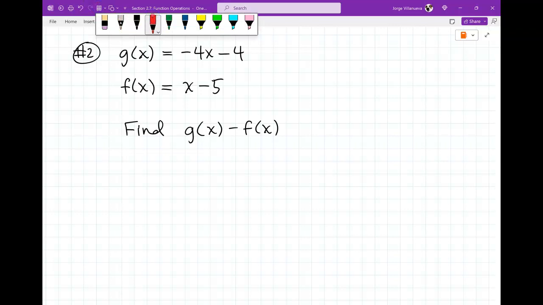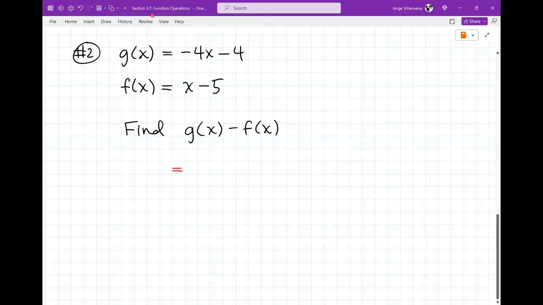And then I'm just going to go ahead and start. So g of x is negative 4x minus 4. So I'm going to put that in: negative 4x minus 4 minus, and then they say f of x. Well, that's x minus 5. So I'll put that in a parenthesis as well. This is why putting them in parentheses is important, because notice the x minus 5 in a parenthesis is going to force me to distribute right here. If not, I may not distribute. Okay? So let me simplify by distributing.